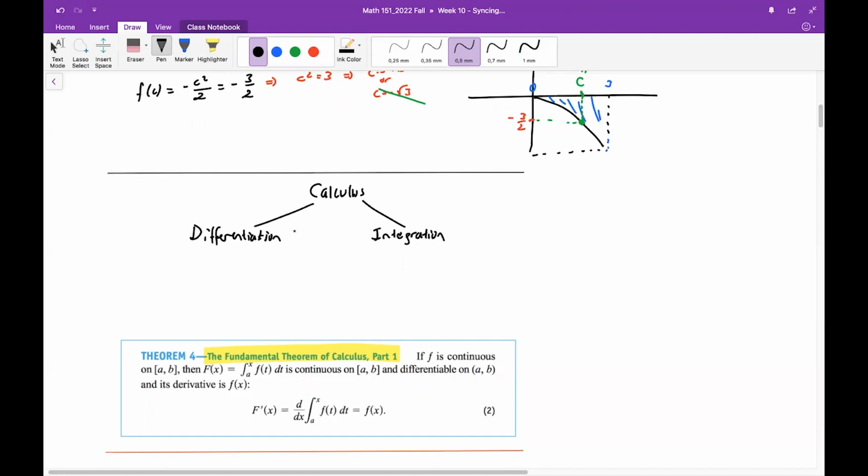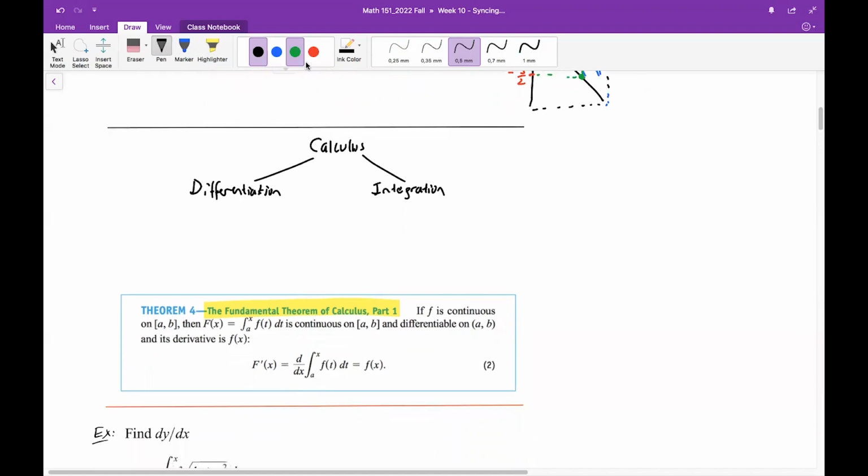And the very strong tool that relates these two topics is the fundamental theorem of calculus, which we will cover soon. And I will be using this shortcut for it, fundamental theorem of calculus. And it has two parts, fundamental theorem of calculus part 1 and fundamental theorem of calculus part 2.